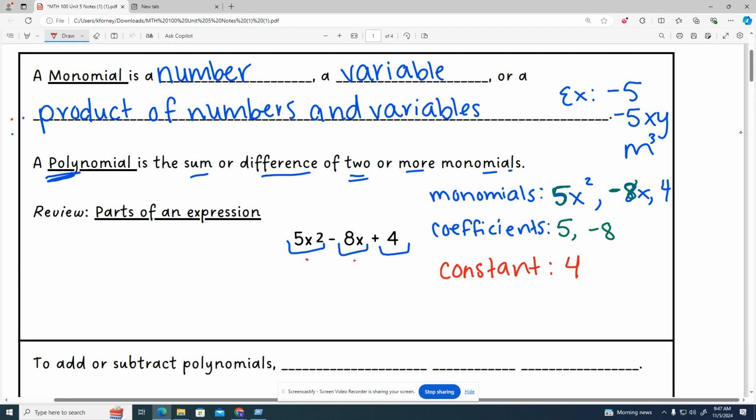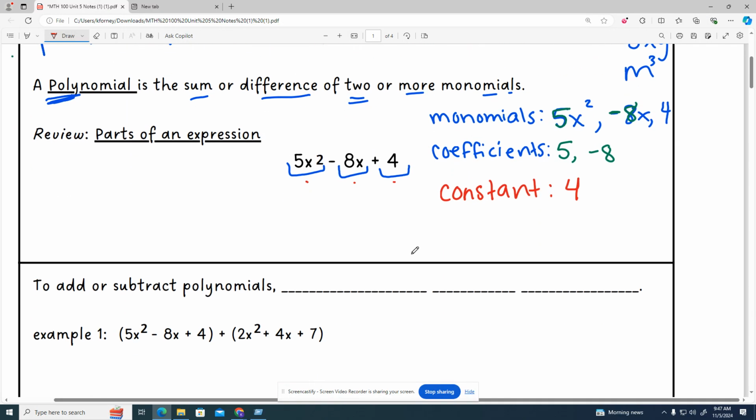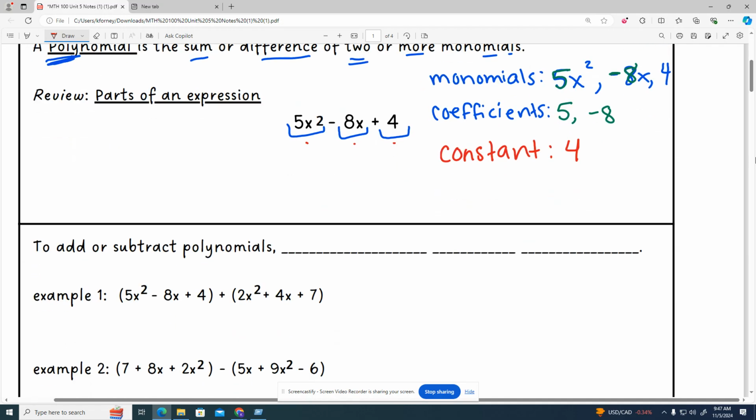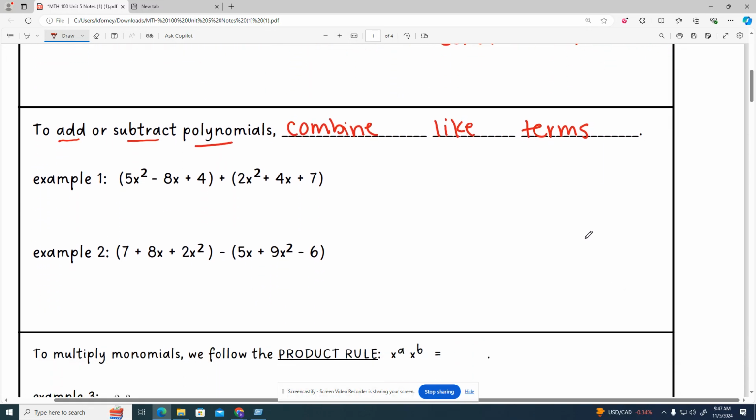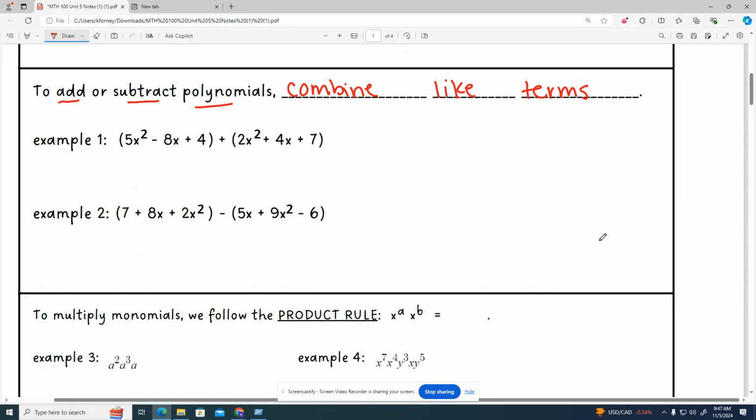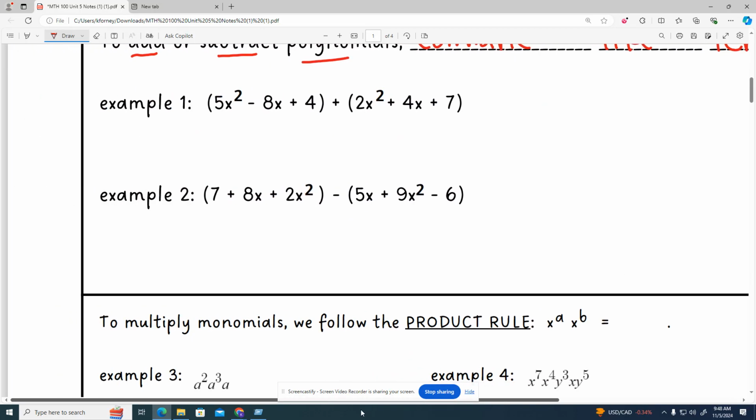Now, when we look at this polynomial, can I add and subtract those pieces together? Why not? They're not common terms. They do not have like terms. So, with that being said, to add or subtract polynomials, you combine like terms. In addition, I find this to be easiest because you just combine what you see. We will look at subtraction as well and how it's a little bit different.